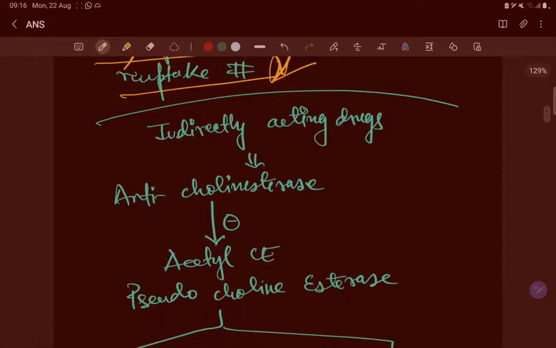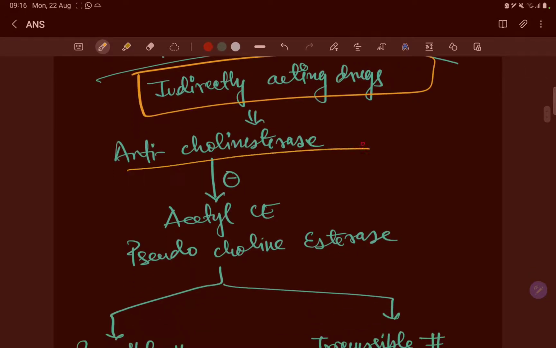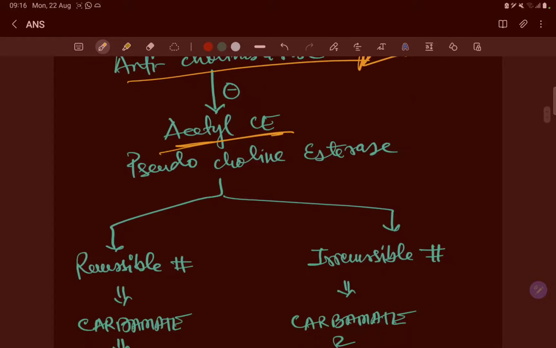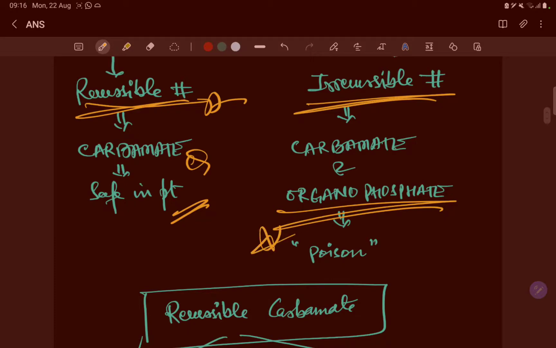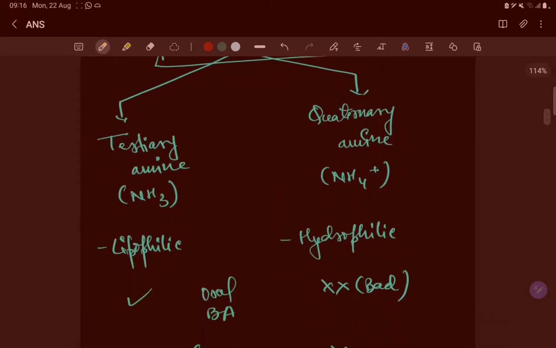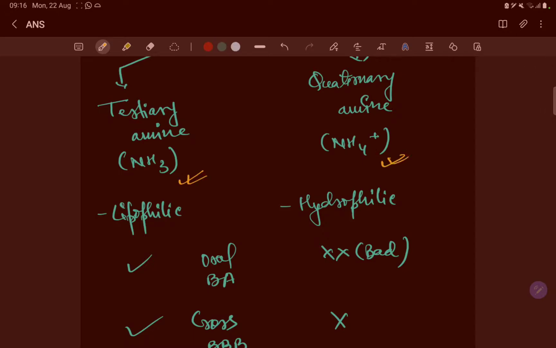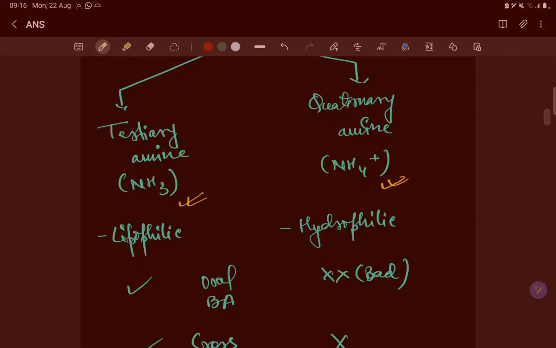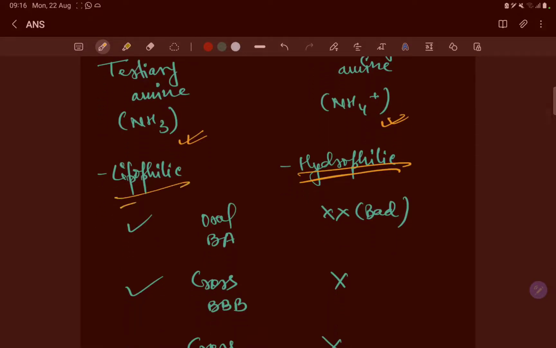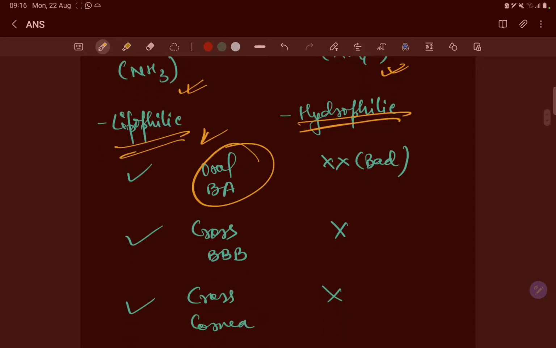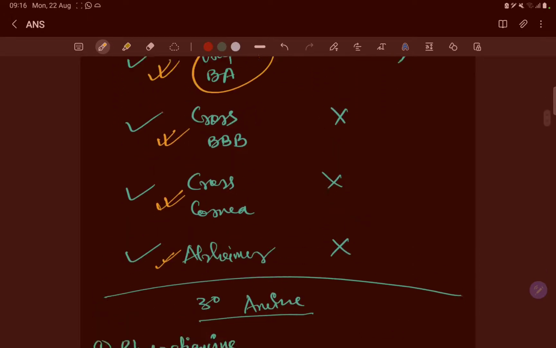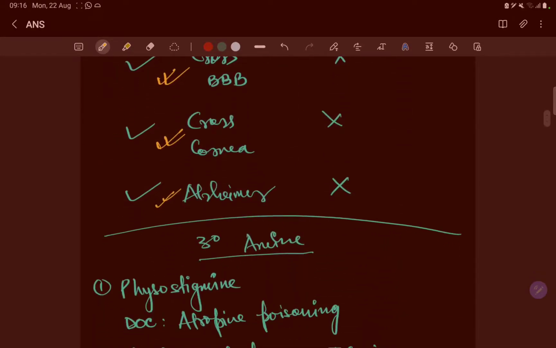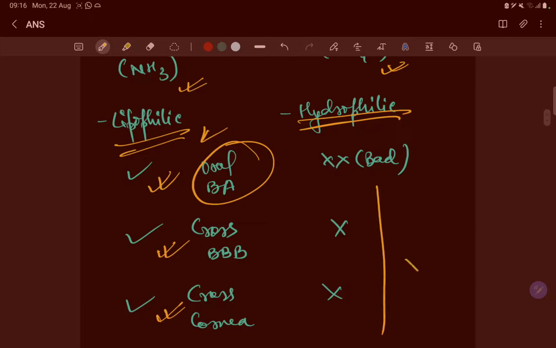Now, the indirectly acting agents are the anticholinesterases. These inhibit acetylcholinesterase and pseudocholinesterase. The reversible inhibitors are the carbamates, which are safe in patients, and the irreversible inhibitors are the organophosphates, which act as poisons. Reversible carbamates can be tertiary amines. Quaternary amines are hydrophilic, and tertiary amines are lipophilic. Oral bioavailability of lipophilic agents is good; they cross the blood-brain barrier and the cornea, and are used in the treatment of Alzheimer's. So tertiary amines are used in Alzheimer's, whereas quaternary amines have no such activity.